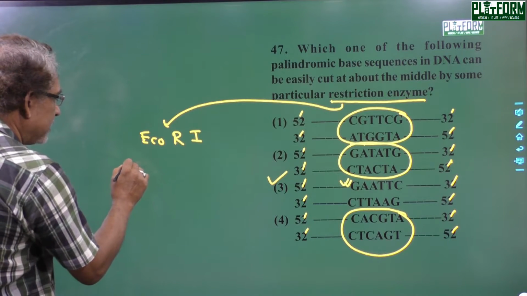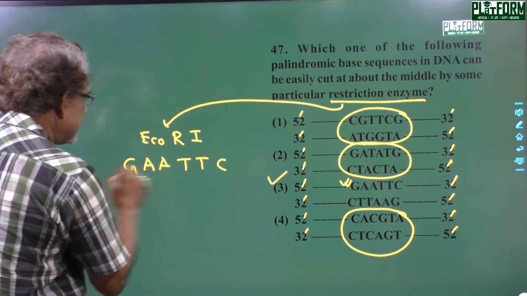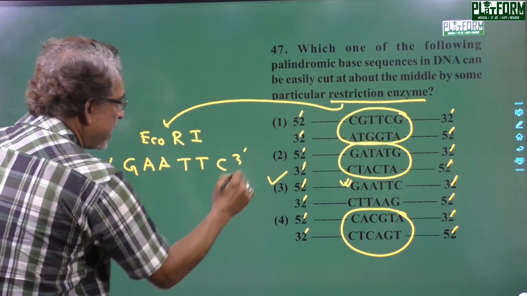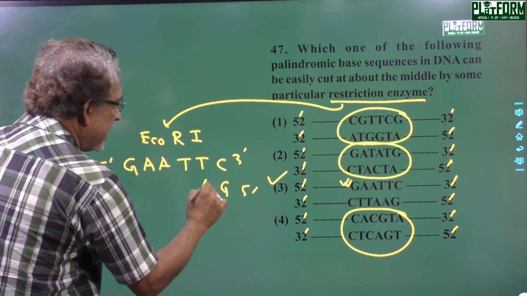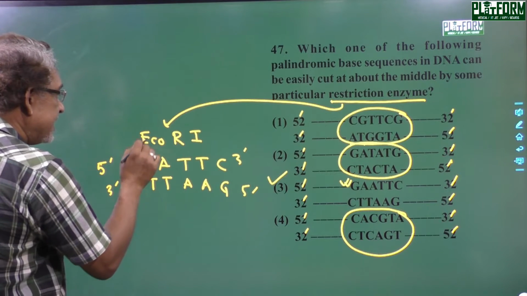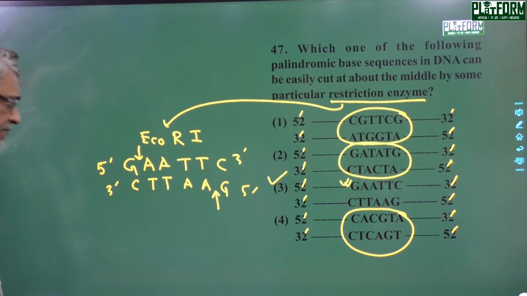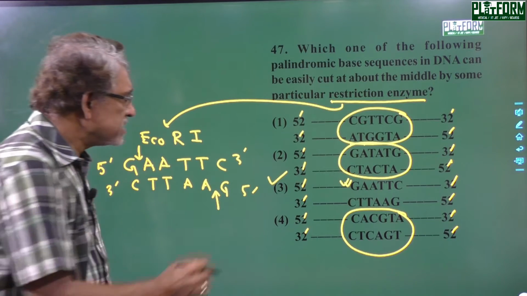EcoRI cuts GAATTC, 5 prime to 3 prime. It cuts in between G and A. So your answer is 3.